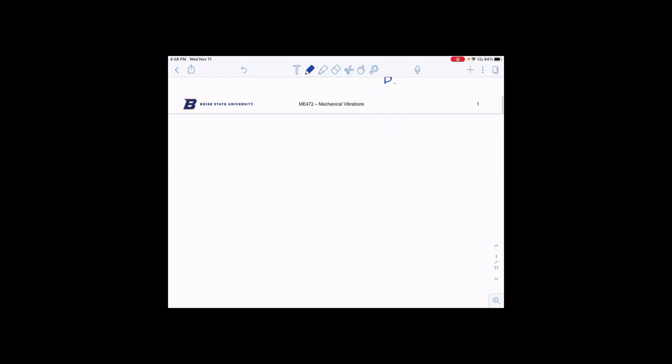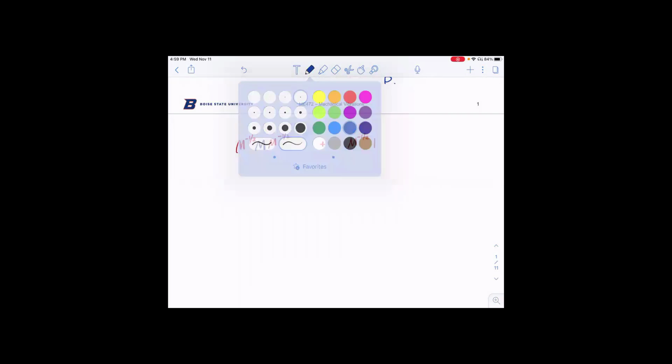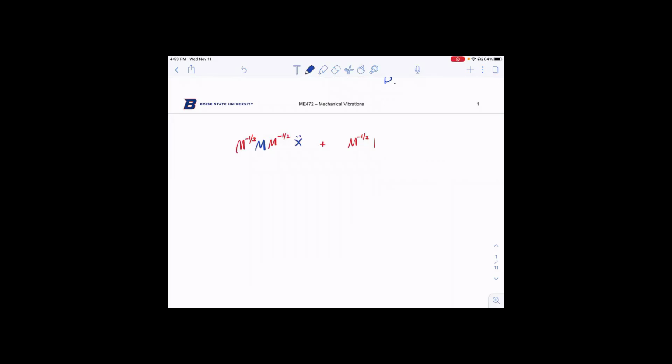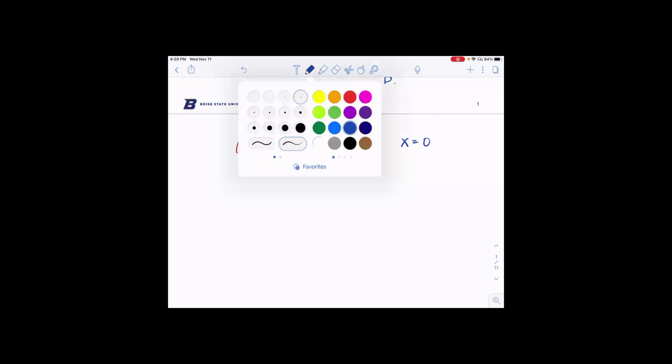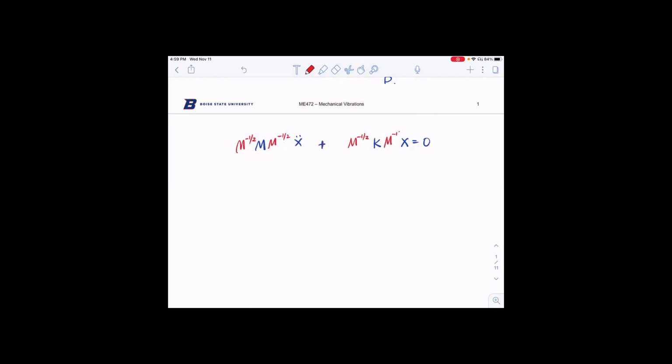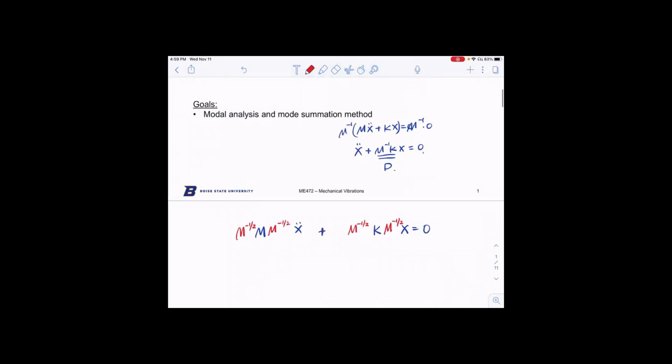So what we're doing here is, instead of multiplying by m invert directly, we multiply m to the minus a half on both sides, giving x double dot plus k tilde x equals 0. So that's the trick we're doing. It's different from the very first method.